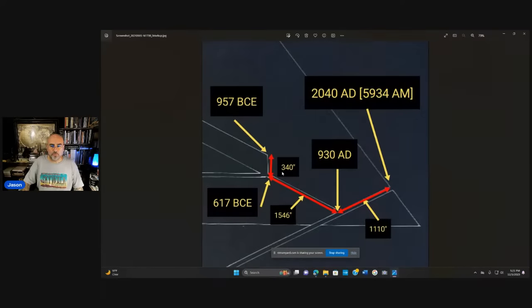340 years later, 340 inches is 617 BC. This is a very important date to Palestine concerning Babylon. This is 617 BC right here. Going all the way down this entire passage, 1,546 inches, just this passage length right here gives us 930 AD. 930 AD plus 1,110 inches gives us 2040 again. It's right here. It's just a different way of seeing the end result, what we saw earlier.